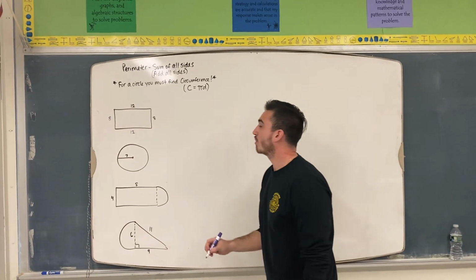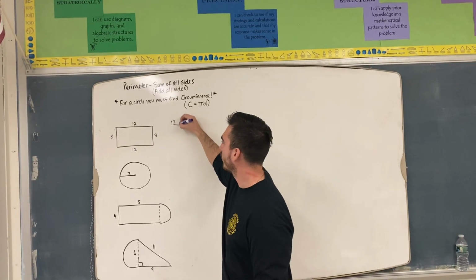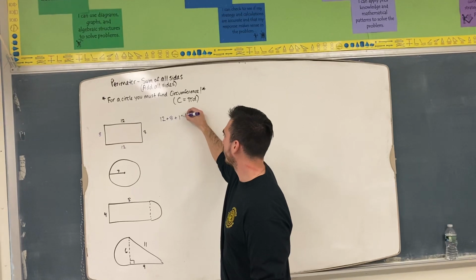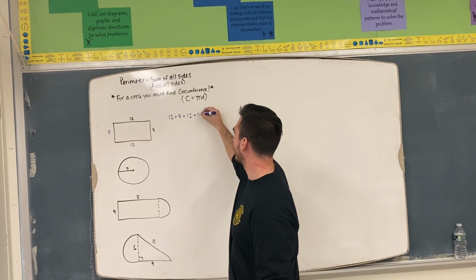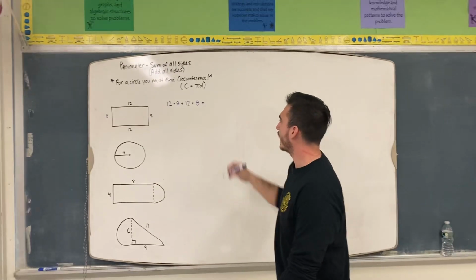Now, in order to find the perimeter, we must add everything up. So I'm going to start from up here. I got 12, go here, plus 8, plus 12, plus 8. So then once we add that all up, we are going to get 40.